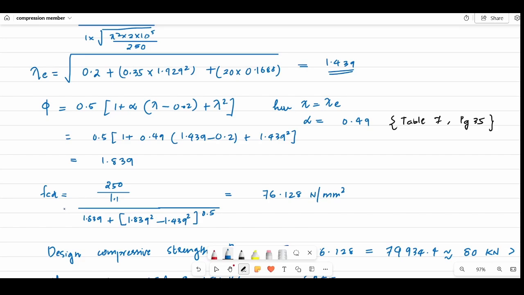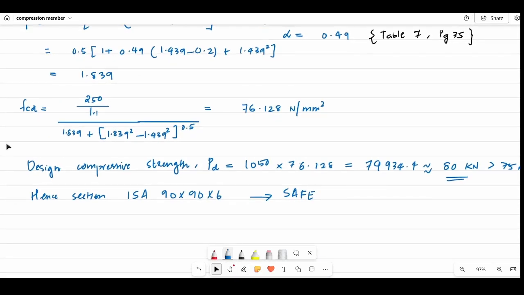Now we have obtained every value needed in the general equation of fcd, which is given on page number 34. This equation was Fy divided by gamma m0, the whole divided by [phi + square root of (phi square minus lambda square)]. Now we will be substituting. The Fy is the yield strength of the material which we are using as the compression member, which is 250. Gamma m0 is obtained as 1.1 from table 5, and the remaining values we will substitute. We are getting a design compressive stress as 76.168.